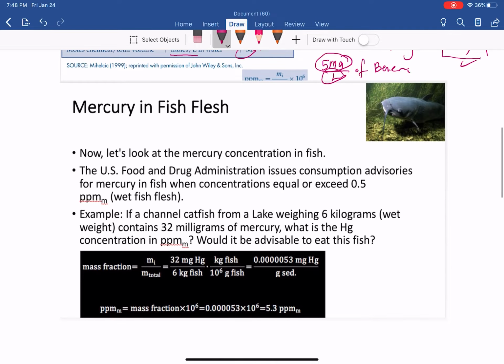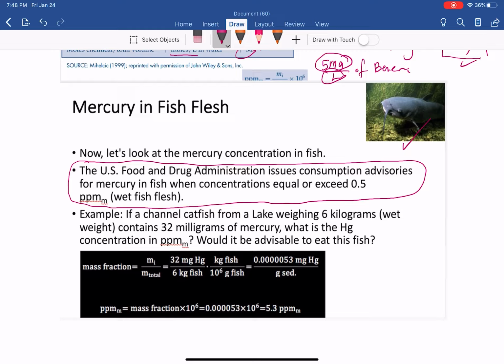One important example that is used everywhere, let's look at this fish. And we want to analyze mercury inside the fish tissue, inside the fish itself. So we have a fish, and we go and check the regulation of the U.S. Food and Drug Administration. We could find out that from the regulation of the U.S. Food and Drug Administration, mercury in fish should not be equal to or higher than 0.5 ppm mass. And this is for wet fish flesh.